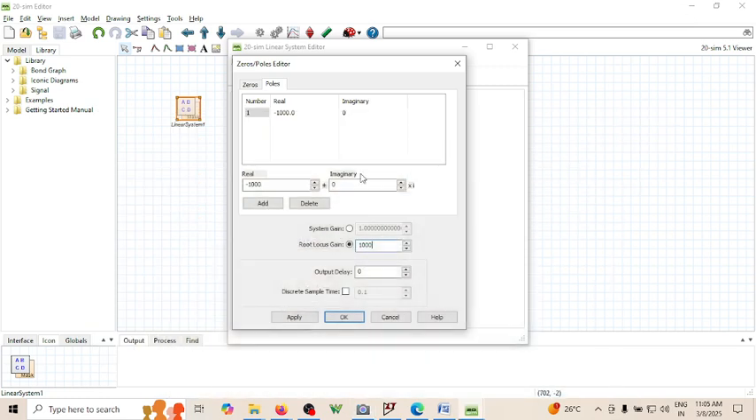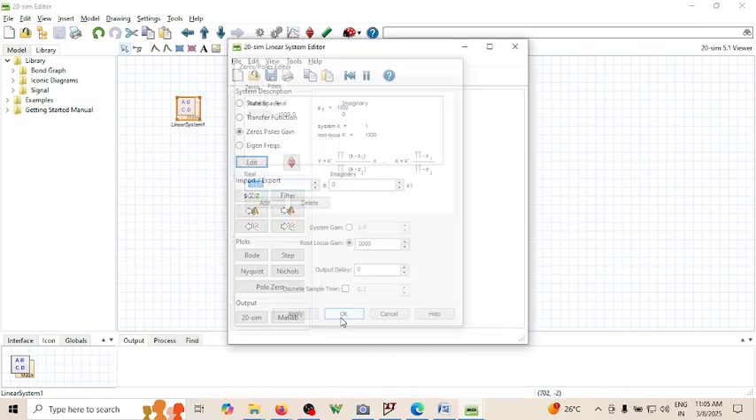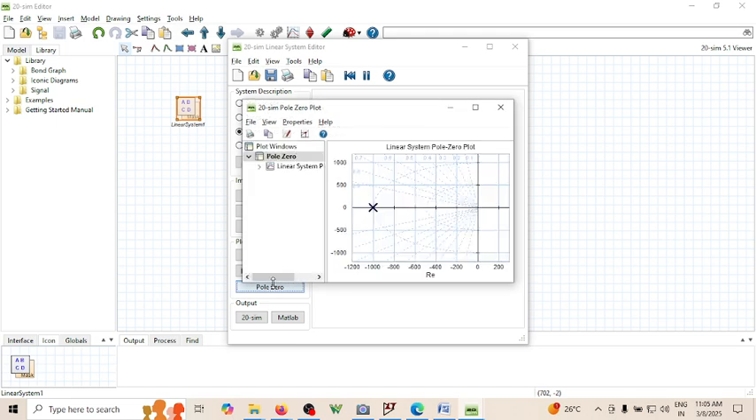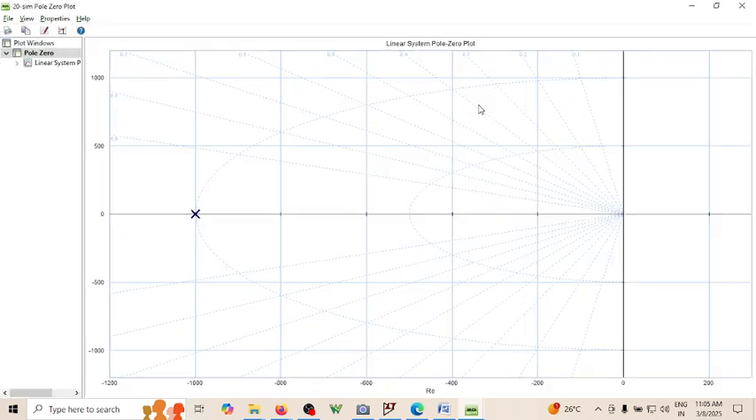Exactly this. See here. I'll apply, say okay. See where is this pole zero plot. See here. This is at minus 1000. You have a pole at minus 1000. Correct? This is in S plane. In S plane, I have a pole at minus 1000. Is it clear? So let me just tell you again.